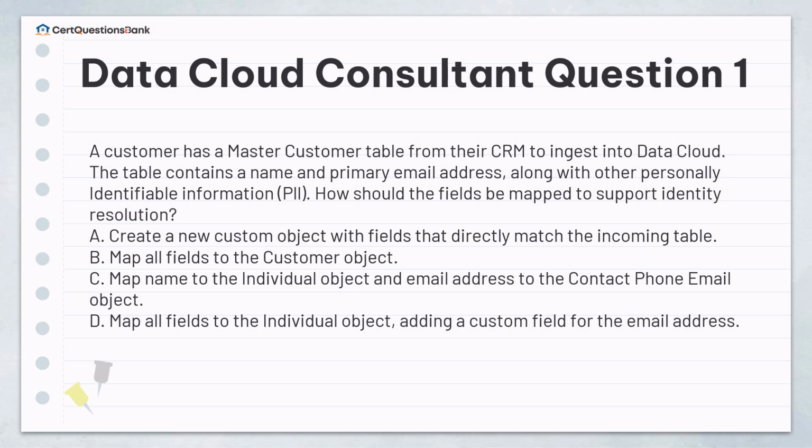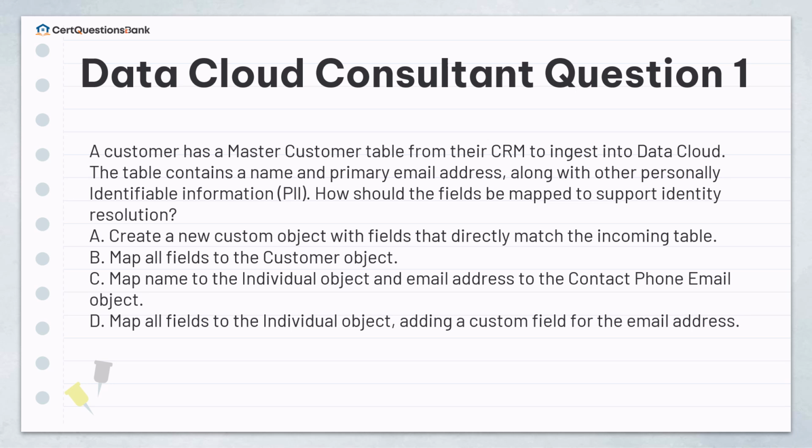A customer has a master customer table from their CRM to ingest into Data Cloud. The table contains a name and primary email address, along with other personally identifiable information, PII. How should the fields be mapped to support identity resolution?